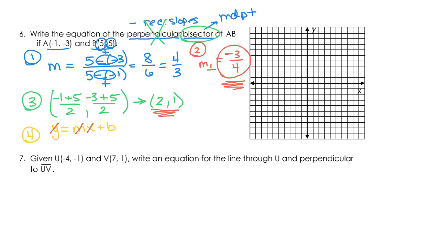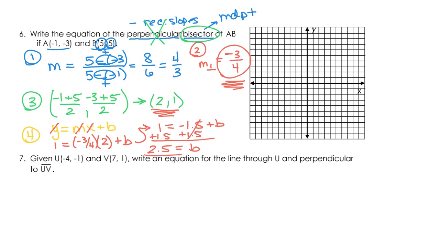And so now it becomes kind of like the question on the front side. All right, so my y is going to get replaced with 1 from the midpoint, my perpendicular slope of -3/4 times the x from the midpoint, which is 2, and then we're going to keep that plus b. All right, so now we'll do a little math. We have 1 equals -3/4 times 2 is -1.5 plus b. We're going to add our 1.5, and we end up with a b value equal to 2.5.